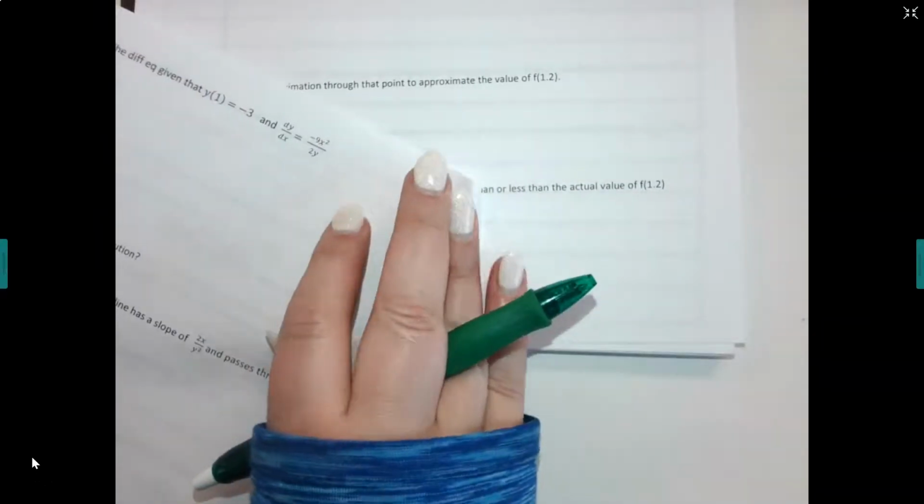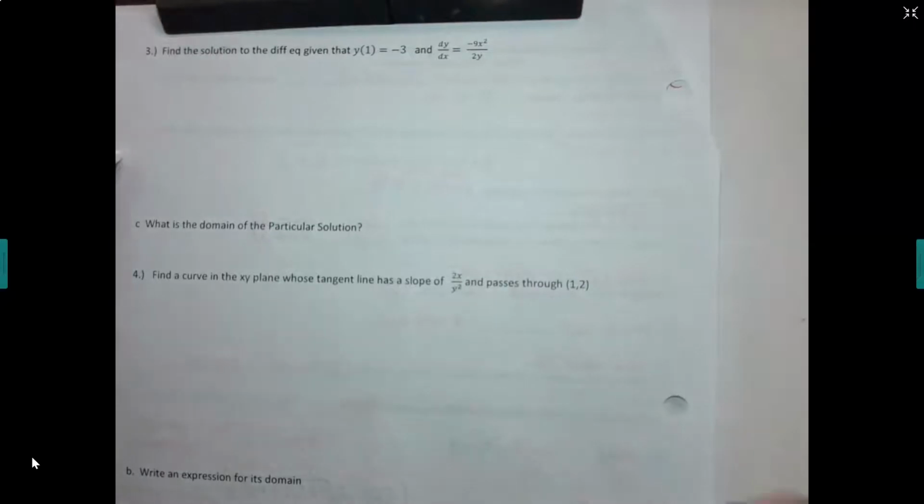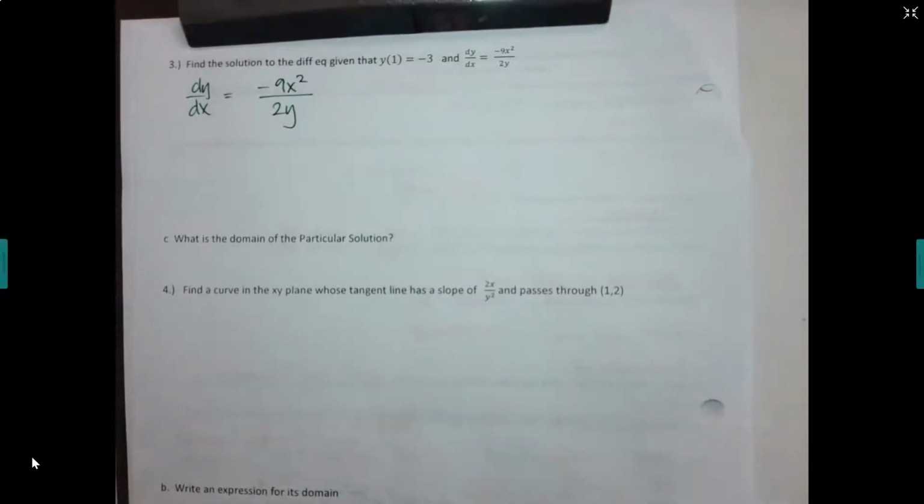Okay, next one. Take a look at number 3. How is my separable differential equation separated? Division. So I'm going to have to do a little bit of multiplication to fix it. So I have negative 9x squared divided by 2y. So what terms are moving? Okay, multiply by 2y on both sides to cancel that out. Then multiply by dx on both sides to cancel that out. So now I have 2y dy, negative 9x squared dx. So far so good?